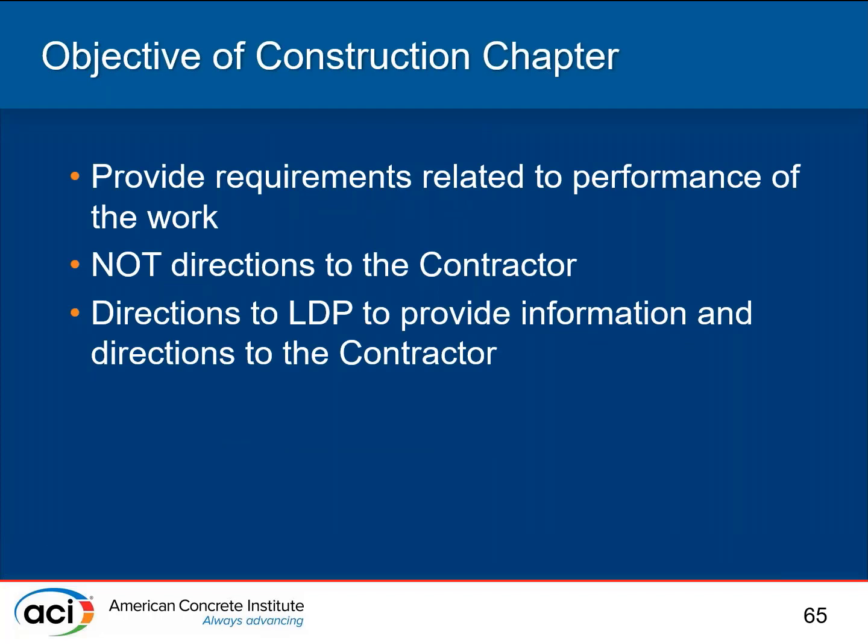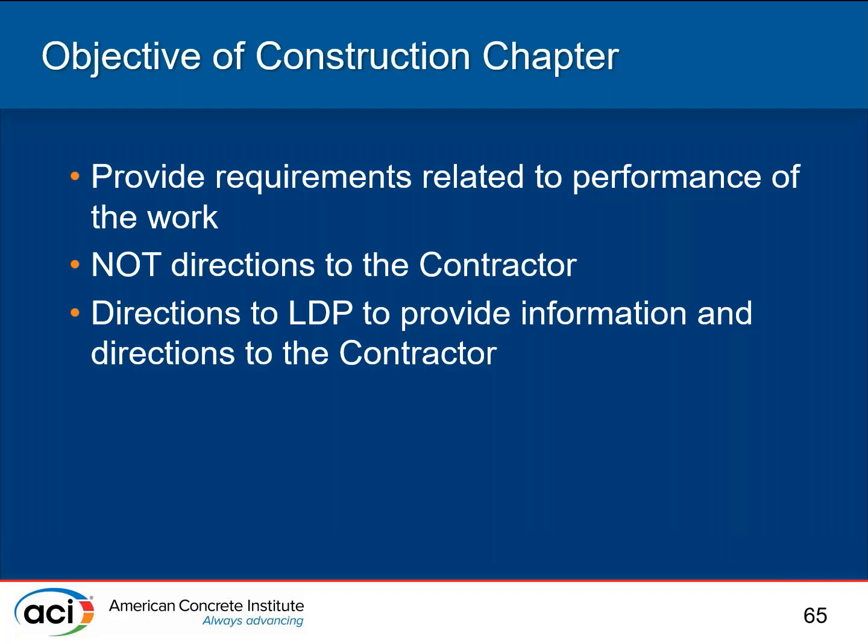But before I get into what's actually in the construction chapter of the code, I want to emphasize what its objective is. Just like the construction chapter of 318, the intention isn't to provide direction to the contractor, but to provide direction to the licensed design professional to provide information and directions to the contractor. So what construction related aspects does the contractor need? Does the contractor need information from the structural engineer?